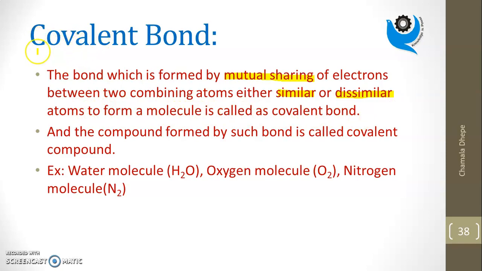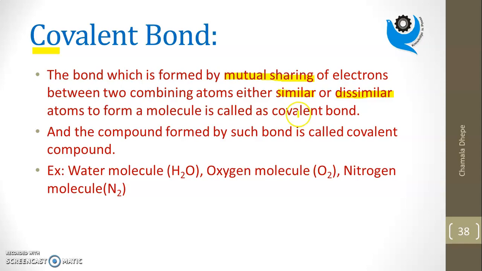So how covalent bond? Co means, like in co-work, co-education, co. Covalent means what? Mutual sharing of electrons. Means both the combining atoms have to share equal electrons. That bond we are going to call a covalent bond. So the bond which is formed by the mutual sharing of electrons between two combining atoms, either similar or dissimilar atoms, to form a molecule is called covalent bond.